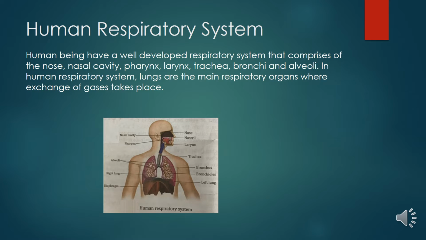Nose and nasal cavity. Students, you have to see the diagram properly and listen to what I am explaining. Air enters the body through the nose. Externally, the nose consists of two nostrils. The inner wall of the nasal cavity is lined with hair and mucus. The hairs trap dust particles and germs that enter along the inhaled air. The mucus makes the air passage moist and sticky.